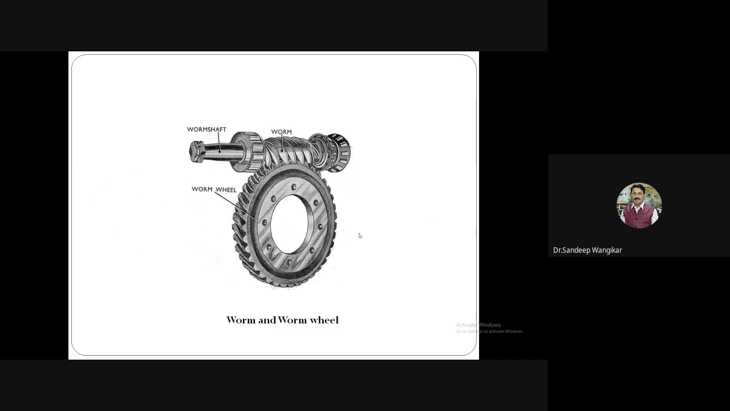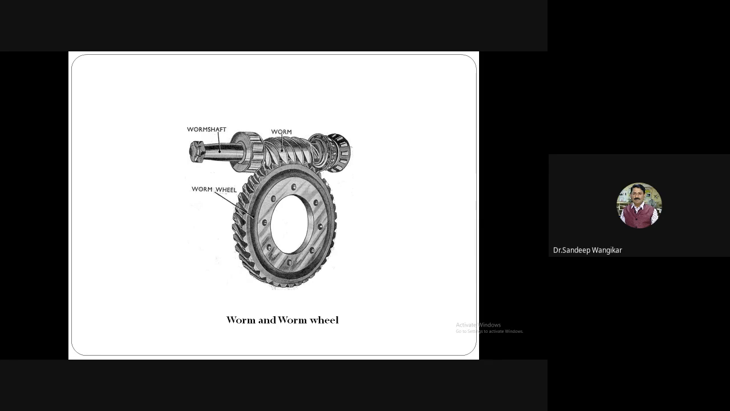Worm gear. In any workshop, for any machine, the worm gear is used where a higher power or higher ratio is required. So this is the worm and this is the worm wheel. Again, this is a non-parallel, non-intersecting case. Here one can go for a 40:1 to 100:1 ratio in the case of only worm and worm wheel.